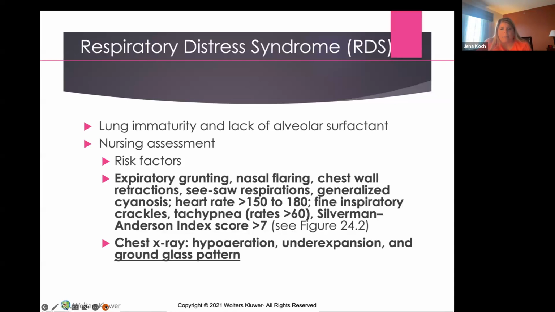They can also have fine inspiratory crackles and tachypnea. The Silverman-Anderson index score will be greater than 7. I've never heard anybody in the NICU call it the Silverman-Anderson index score. However, on the next slide, you'll see how the score is assigned, and every NICU, postpartum, and L&D nurse is assessing this, but they're not actually giving it a number, right? On X-ray, you'll see hypoaeration of the lungs, underexpansion, and a ground glass pattern.